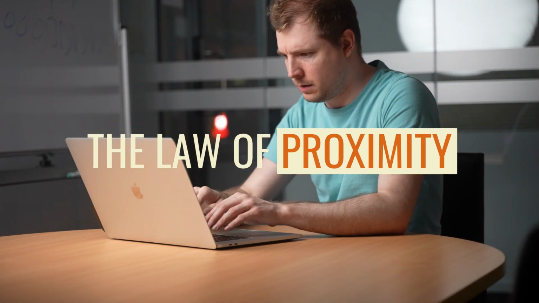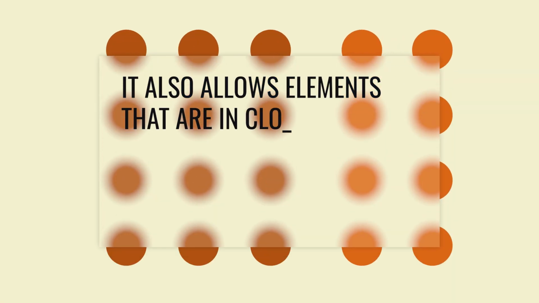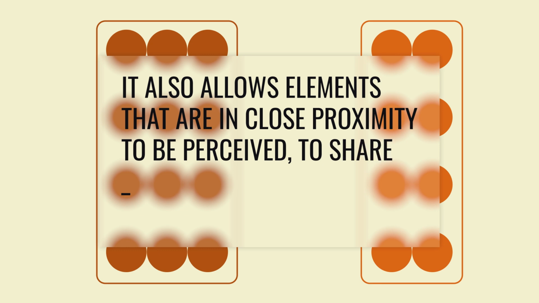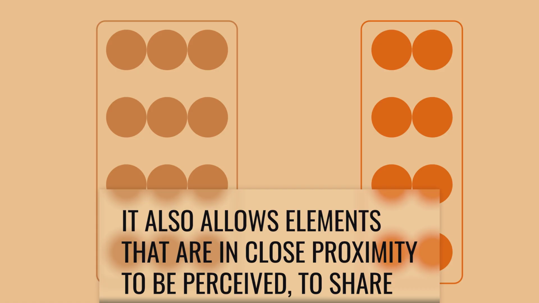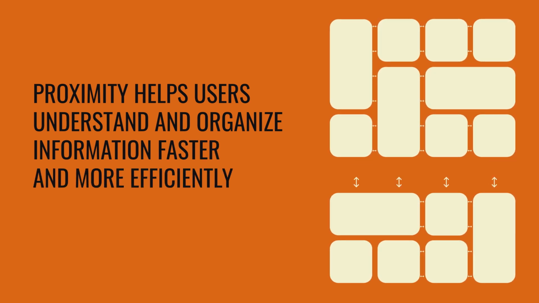So what are the takeaways from the law of proximity? Firstly, proximity helps to establish a relationship with nearby objects. It also allows elements that are in close proximity to be perceived to share similar functionality or traits. Finally, proximity helps users understand and organize information faster and more efficiently.